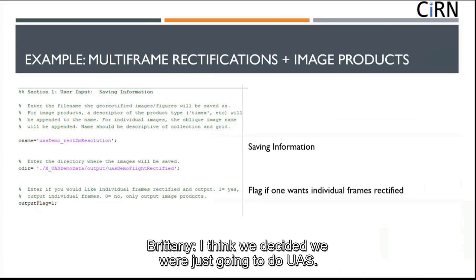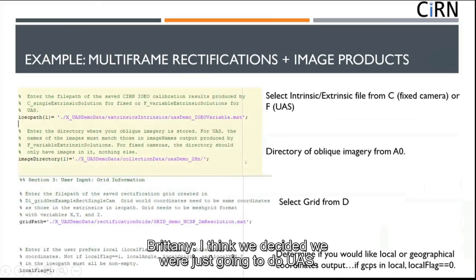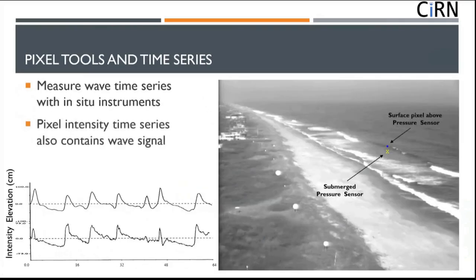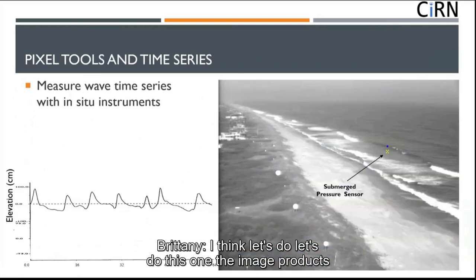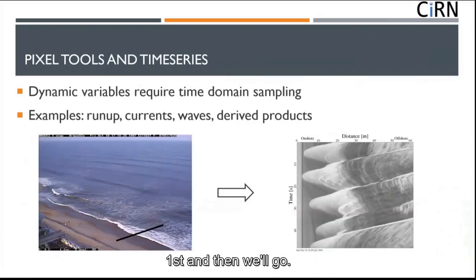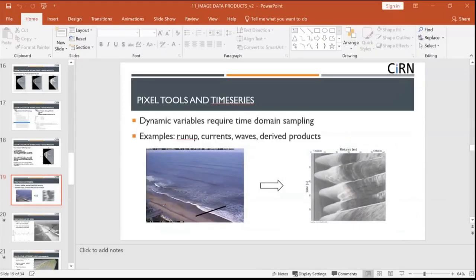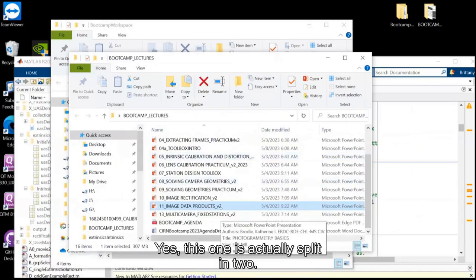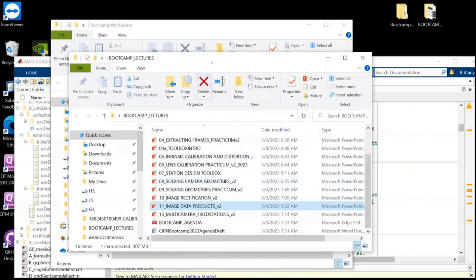I think we decided we were just going to do UAS. Okay. Oh, there's more. Should I keep going? I think let's do this one, the image products first, and then we'll go. I think this is the next lecture, the time series. Okay. Yes, this one is actually split in two. Yes.